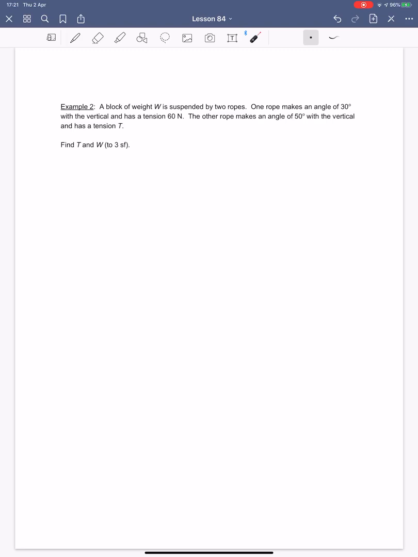An example. A block of weight W is suspended by two ropes. So this is where Lamy's theorem comes in. One rope makes an angle of 30 degrees, so let's call that one, and has a tension 60 newtons. The other makes an angle of 50 degrees and has a tension T. And then it's got a weight W here. Let's do that with a straight line because that's going to be vertically downwards. Find T and W.